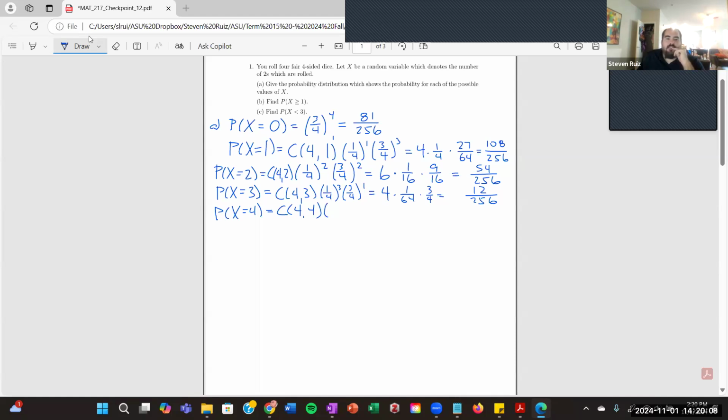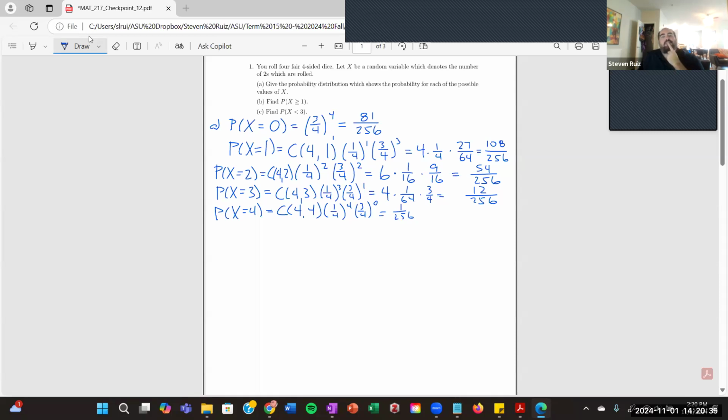So same kind of idea here. 4 choose 0 is 1. 4 choose 4 is going to be 1. So leaving that term off is basically multiplying by 1 essentially. So this is going to be 1/4 to the 4 times 3/4 to the 0. So this is going to become 1 over 256.